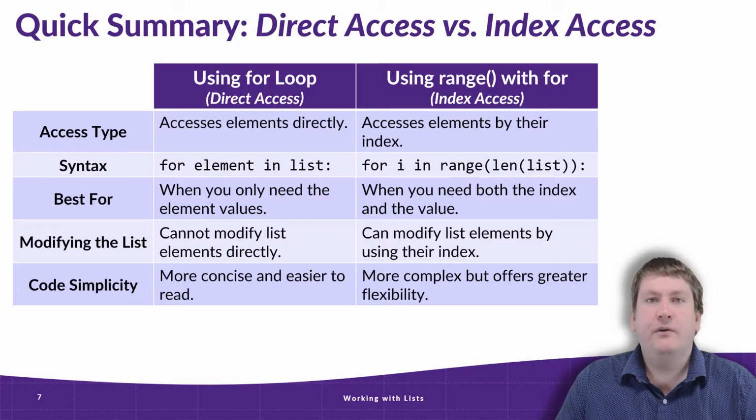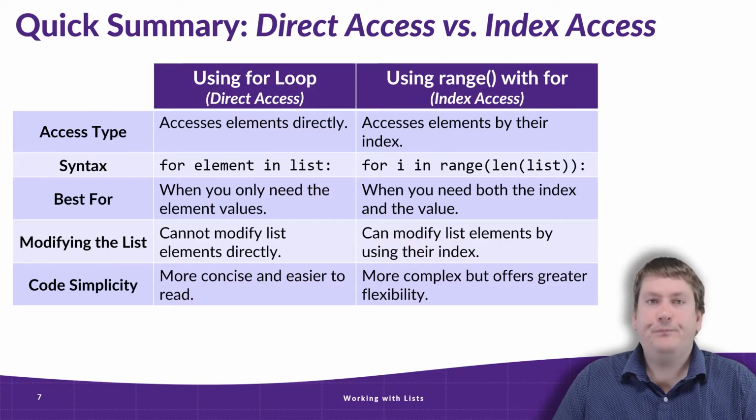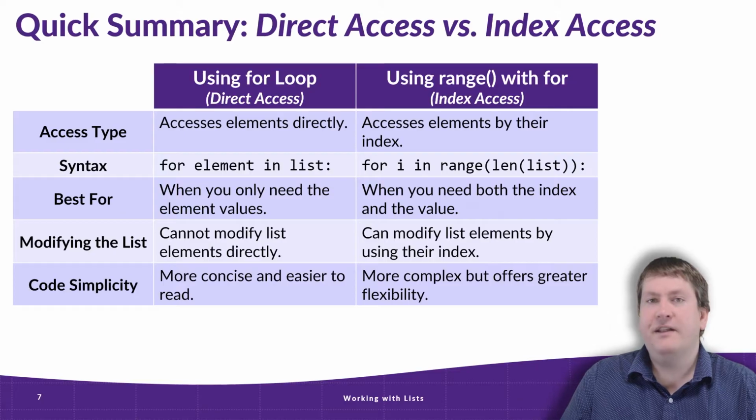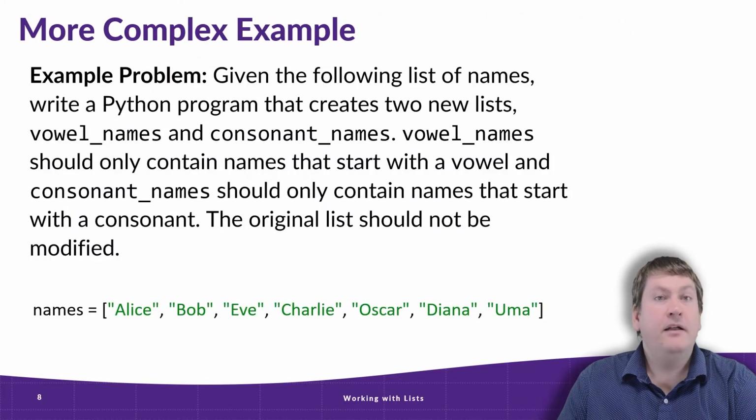Using the range method, or index access, allows us to access the elements by their index as well as have a copy of the index value. The syntax for that is for i in range length of the list, and this is great when you need both the index and the value. It can also be used to modify list elements by using their index. It's more complex to code, it doesn't look as nice, but it gives us more flexibility in what we can do in that loop. Let's now take a look at a more complex example.